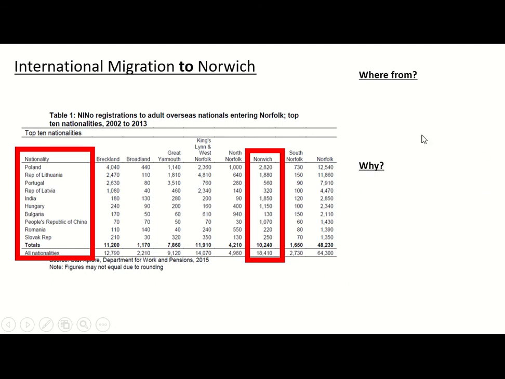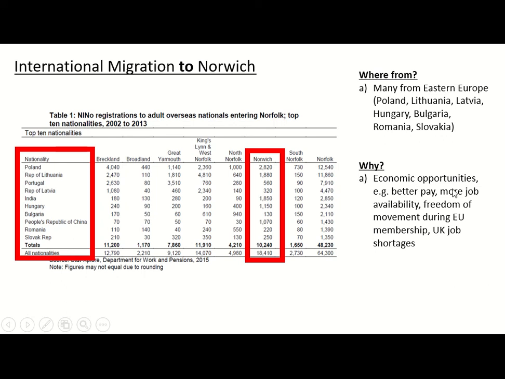So let's summarise where the people are coming from. Firstly, large numbers from Eastern Europe. A lot of these countries, Poland, Lithuania, Latvia, Hungary, Bulgaria, Romania, Slovakia, are all classed as kind of Eastern Europe. They're certainly east of the UK, which is probably the furthest west in Europe you can get. So Eastern Europeans largely have moved to Norwich, and the reason why?